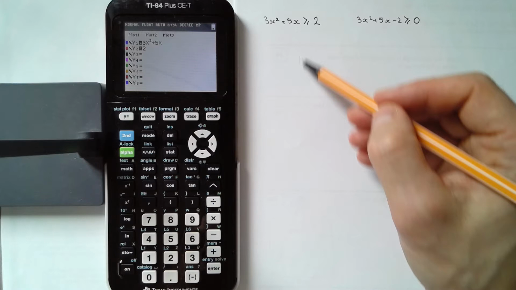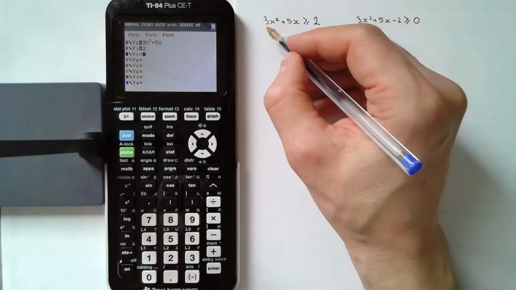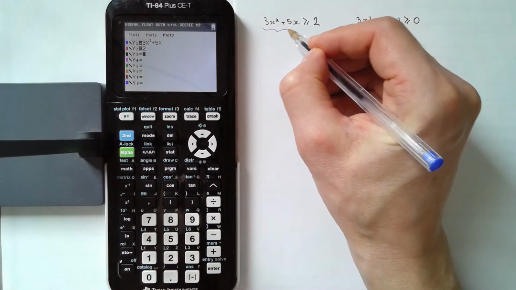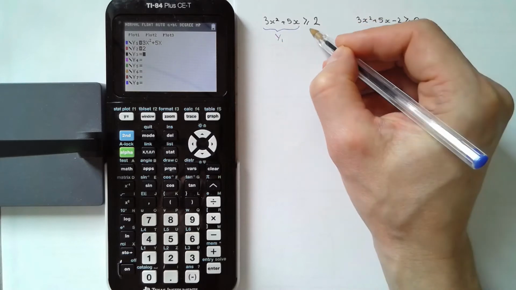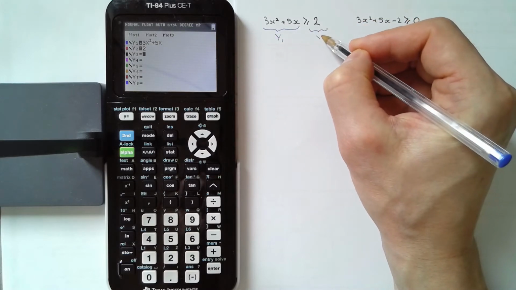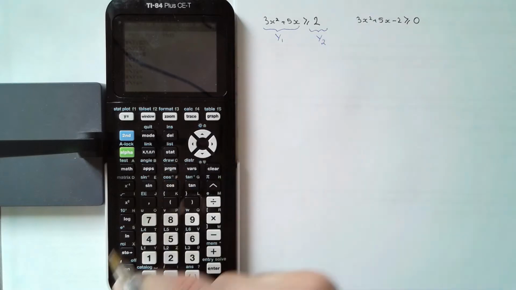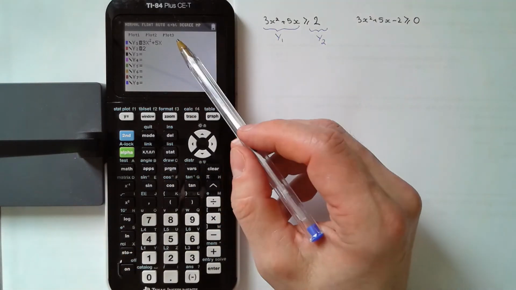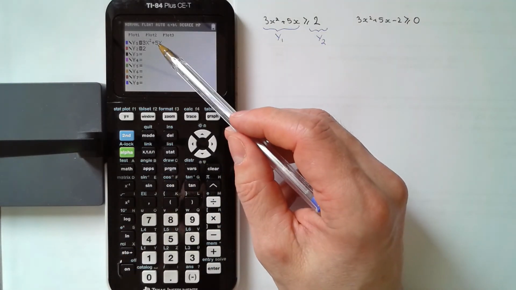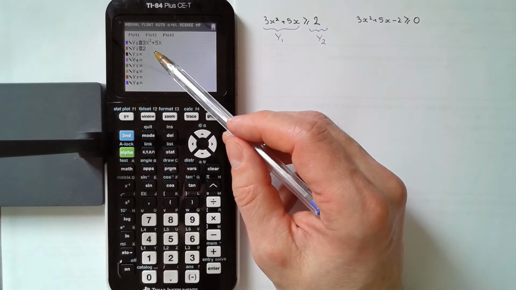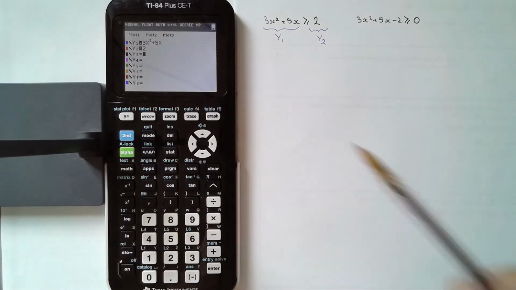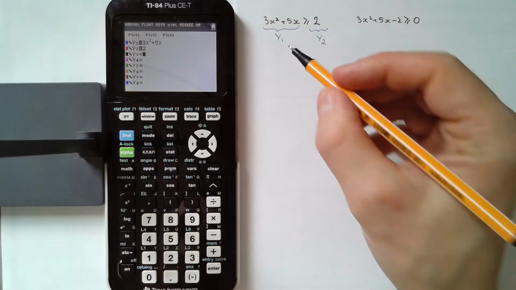We're going to split this inequality into two functions, y1 and y2. As you see, I have entered them onto my calculator. That's y1, that's y2. Now we need to set up a logical comparison operator or statement.